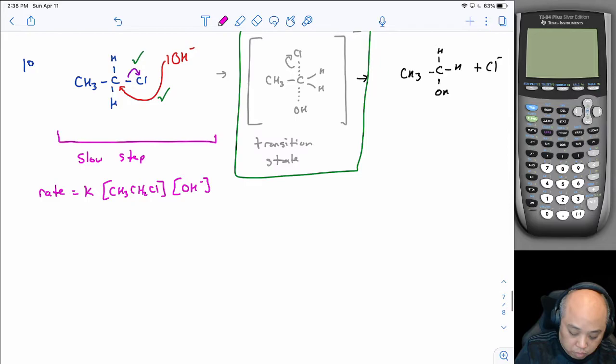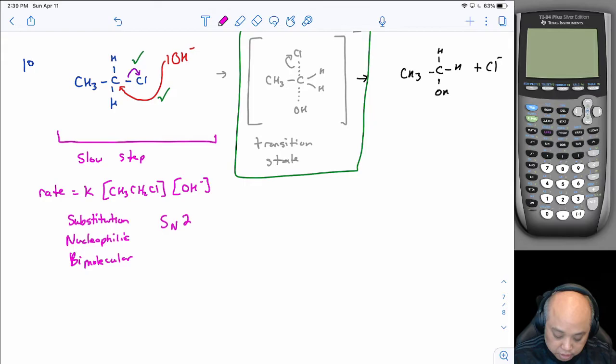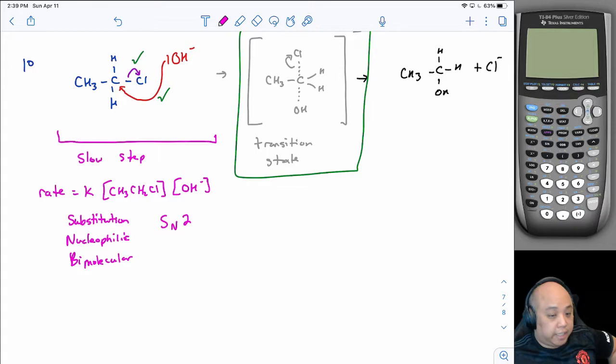And so what we say is that this reaction is a substitution nucleophilic bimolecular, which is known as an SN2 reaction, because it requires two species in the slow step, SN2.